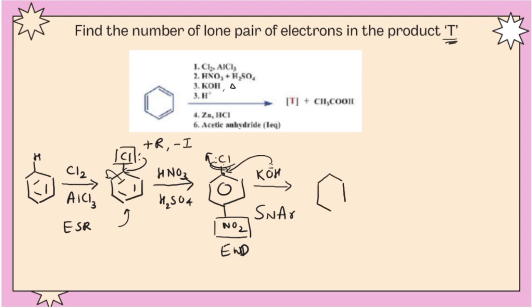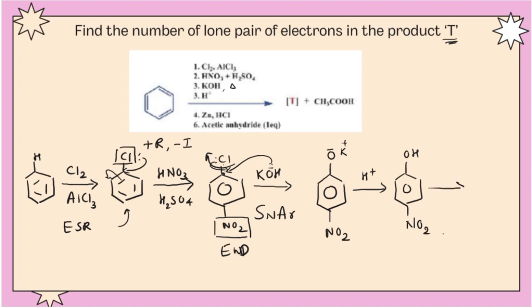Therefore, this will undergo nucleophilic substitution and it will form a phenol. But since there is a basic medium, what happens? It will be a salt of the phenol. So it will be the potassium salt of the phenoxide ion like this. That's why in the next step, we add H plus. This is just to neutralize the reaction. So we are going to get the phenol now. So para-nitrophenol like this.